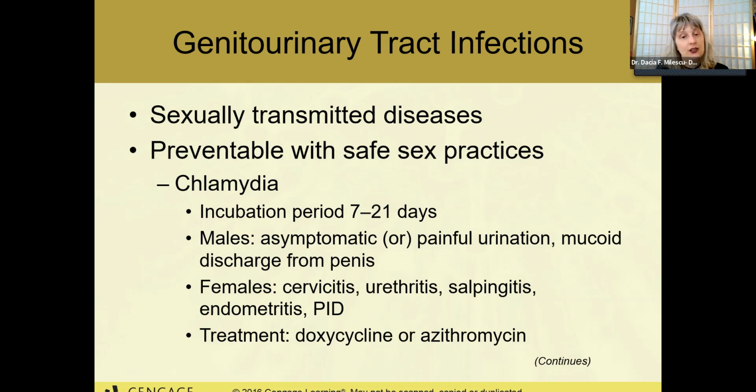Females will have inflammation of the cervix, so they'll have some pelvic pain. Urethritis, inflammation of the urethra. Salpingitis, inflammation of the ovaries and the fallopian tube or uterine tube. Endometritis, which is inflammation of the lining of the uterus, and pelvic inflammatory disease is the late stages.